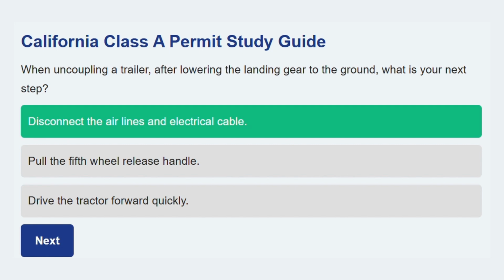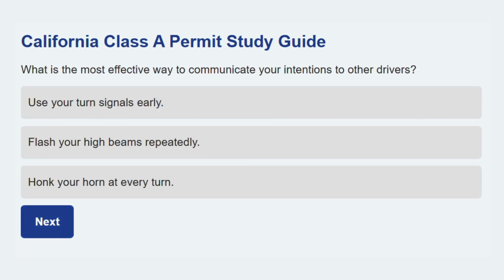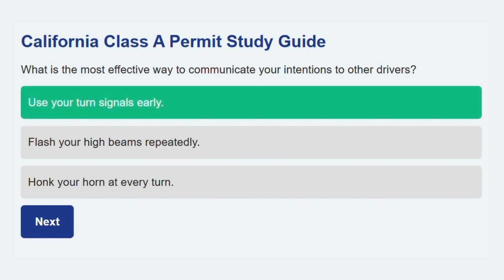All right, let's see. What is the most effective way to communicate your intentions to other drivers? Use your turn signals early. Clear and early signaling gives others time to react.